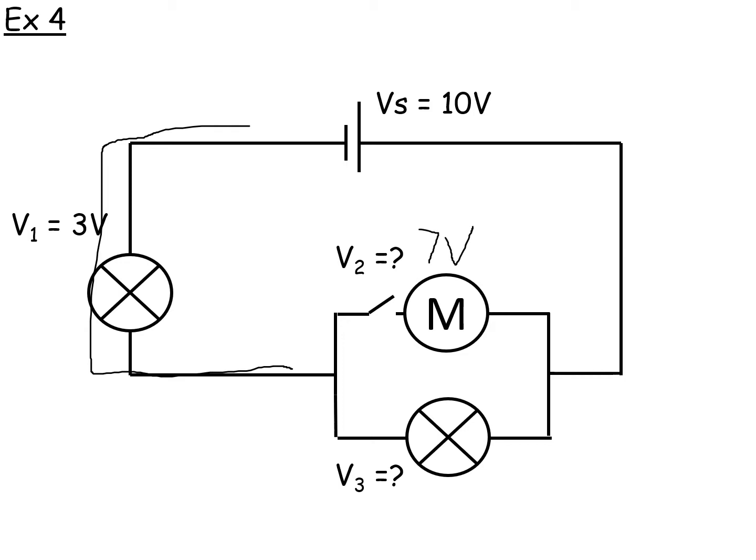Notice the difference from the current situation, because in the previous example with current, we couldn't work out what the current was because they weren't identical. With voltages, it doesn't matter because voltage is the same everywhere in a parallel circuit. So notice that wee variation from current and voltages.